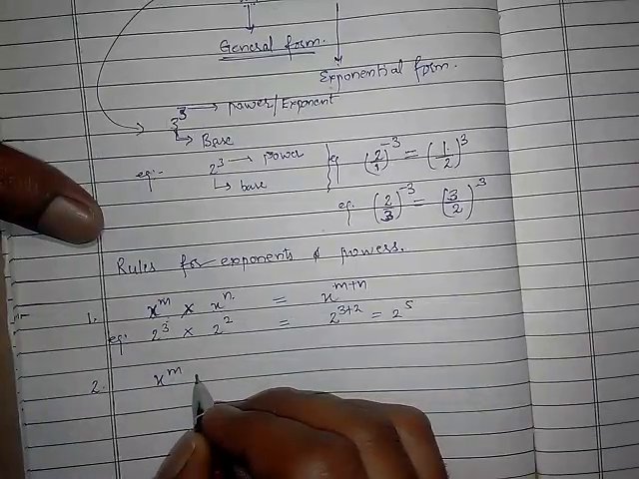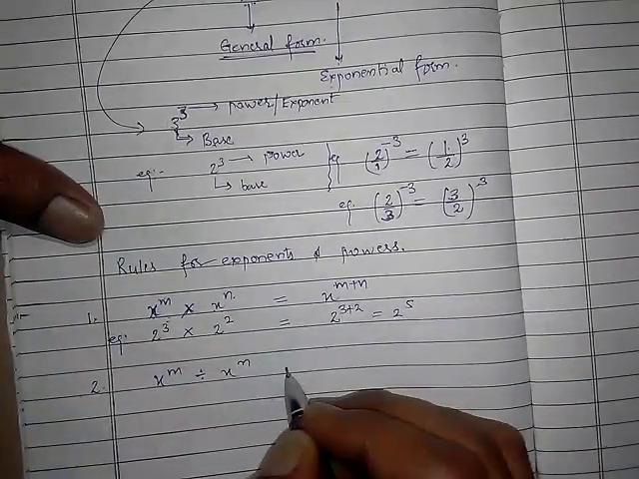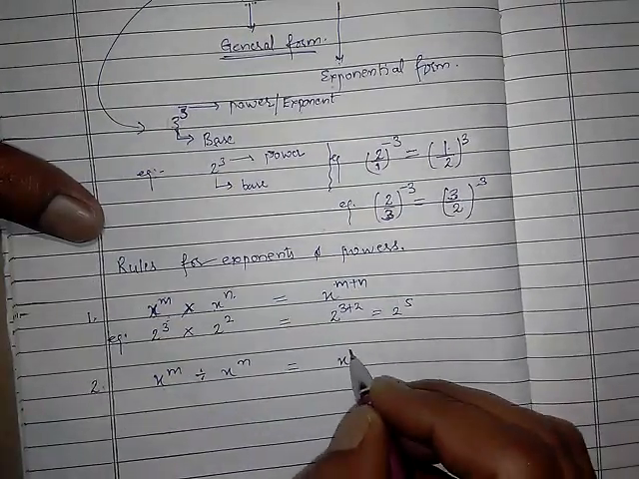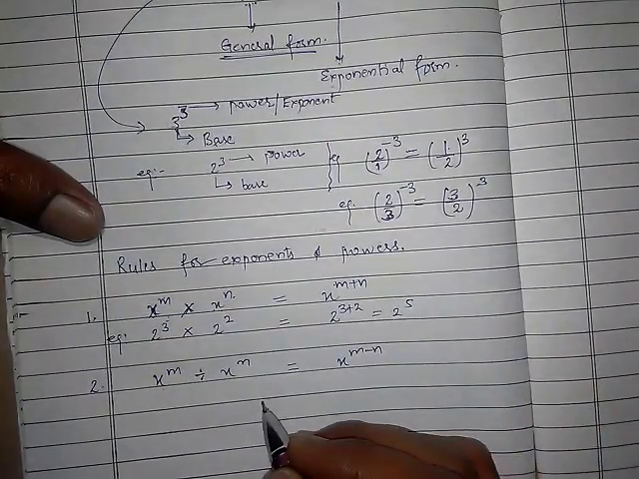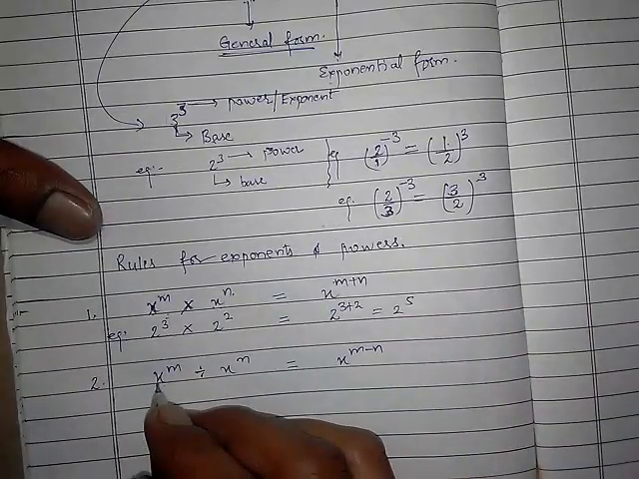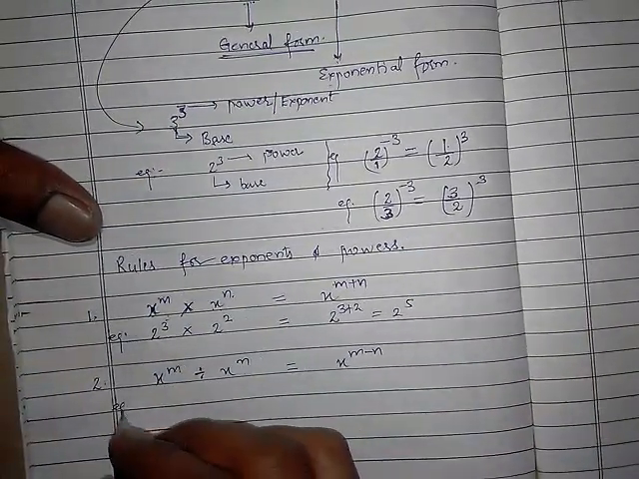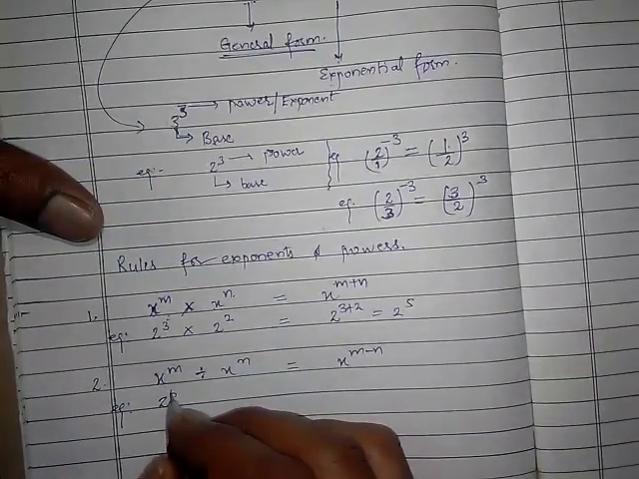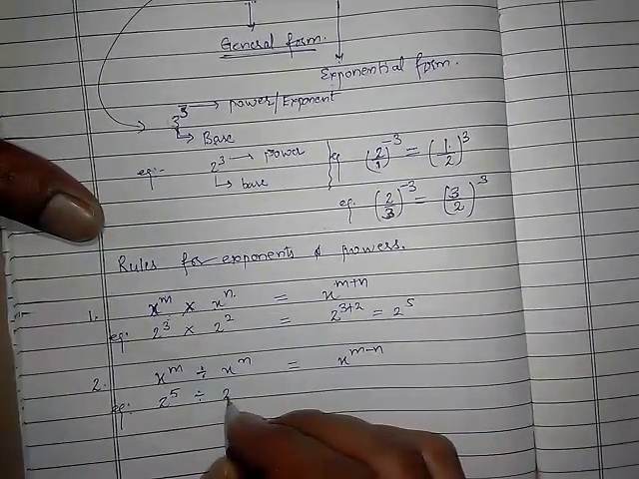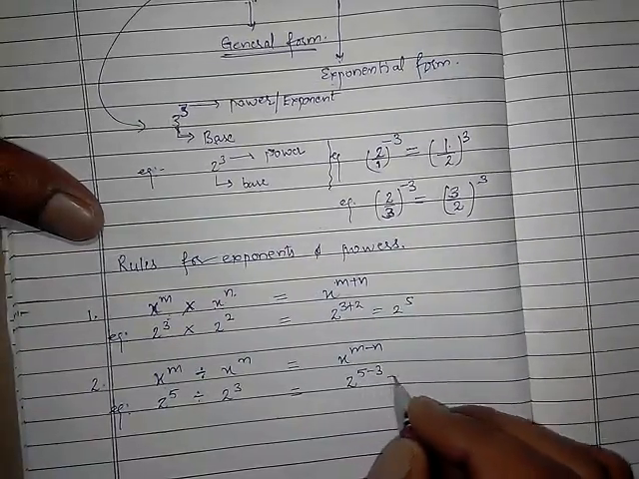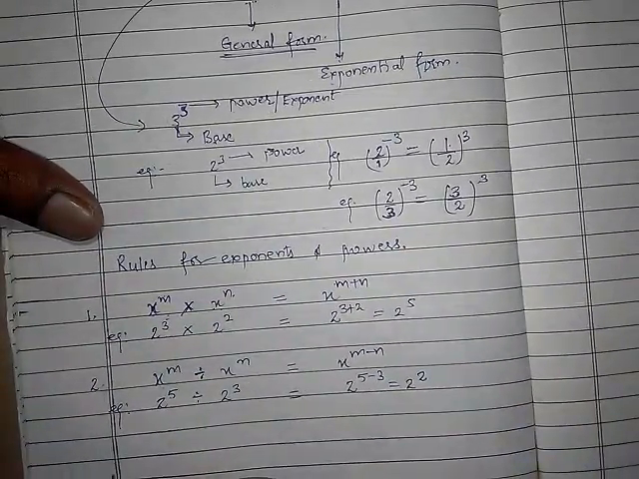Bases are same, they are in division, right? This time the bases are in division. So what will be the rule? The rule is to subtract the powers. So bases are same, they are in division, then the power will be subtracted. For example, you are having 2 raised to the power 5 divided by 2 raised to the power 3 will give you what? 2 raised to the power 5 minus 3 will give you 2 raised to the power 2.